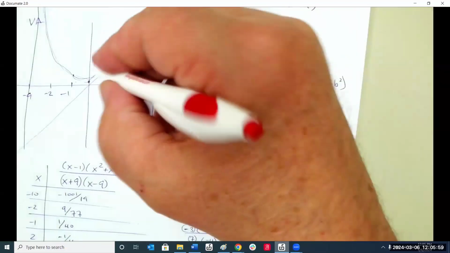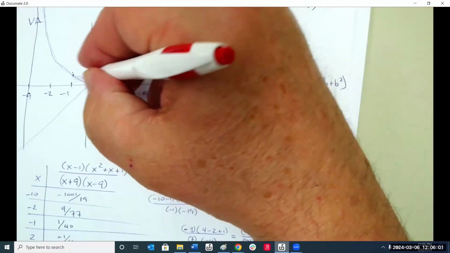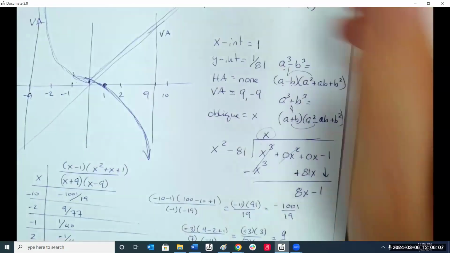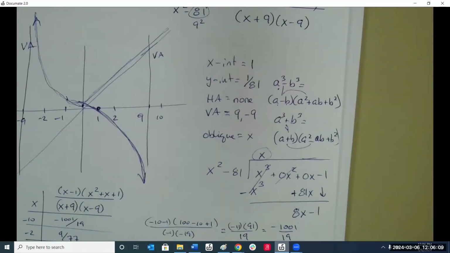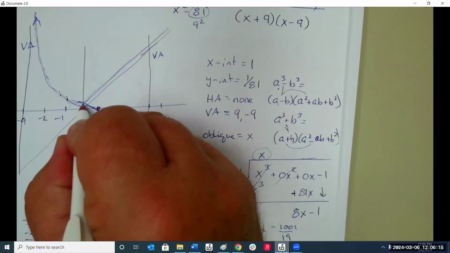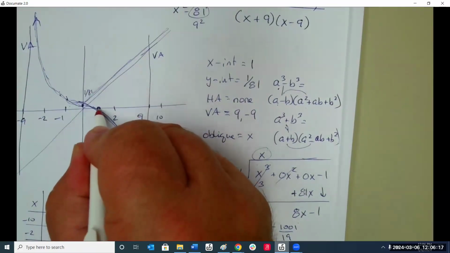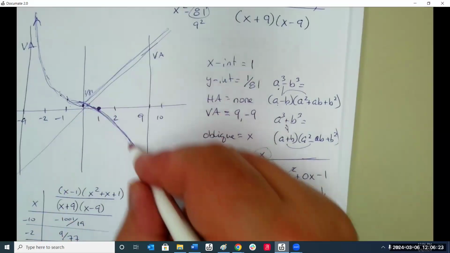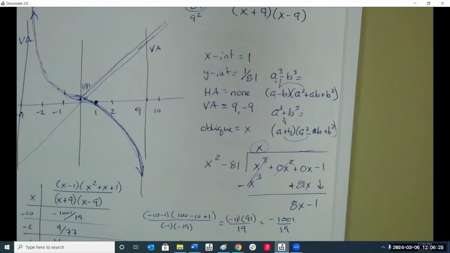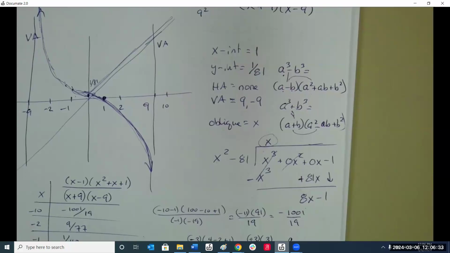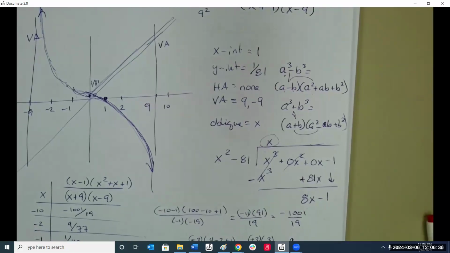Okay, then that's what it is. Then that's the graph. Because these points are getting higher, it goes here. It crosses at 1/81 there. So it crosses the oblique asymptote at some point, and it keeps on going down further that way. That's what I'm going with.